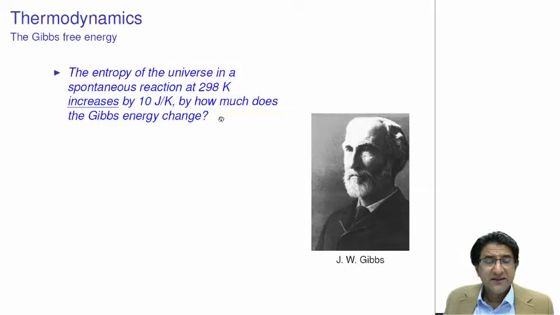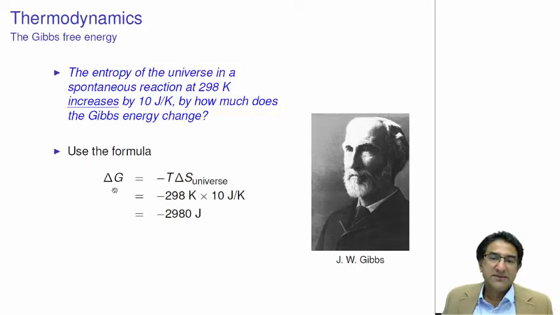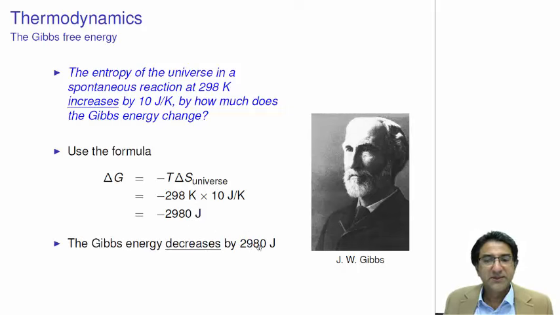Let's look at an example for that. The entropy of the universe in a spontaneous reaction at 25 degrees increases by 10 joules per Kelvin. How much does the Gibbs energy change by? Too easy. Negative 298 times 10 joules per Kelvin gives us negative 2980 joules. So if delta S increases by a positive number, delta G will decrease by a negative number, usually a bigger number, because if the temperature is bigger than one, it will be a bigger number. The Gibbs energy decreases.